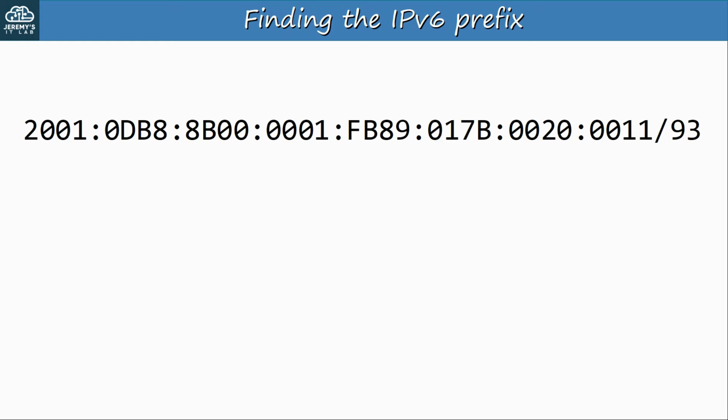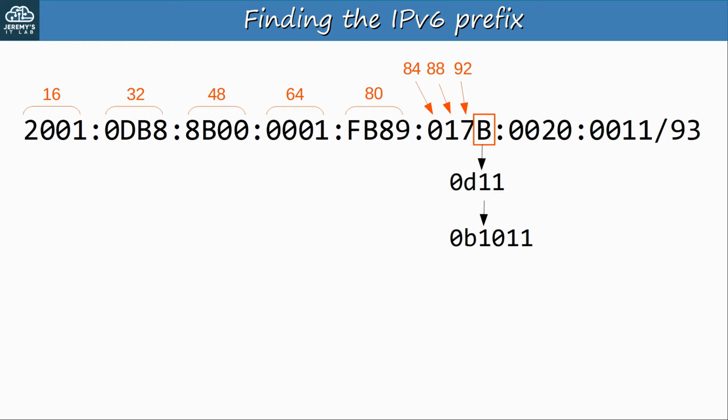Let's find which one. 16 bits, 32 bits, 48 bits, 64 bits, 80 bits, 84, 88, and this 7 brings us up to 92 bits. So the network portion includes all of these characters, plus the first bit of this B. So in order to properly write out the network prefix, we need to look into the binary. As you know, hexadecimal B is equal to decimal 11. Decimal 11 is written as 1011 in binary. Only this first bit is part of the network portion of the address.